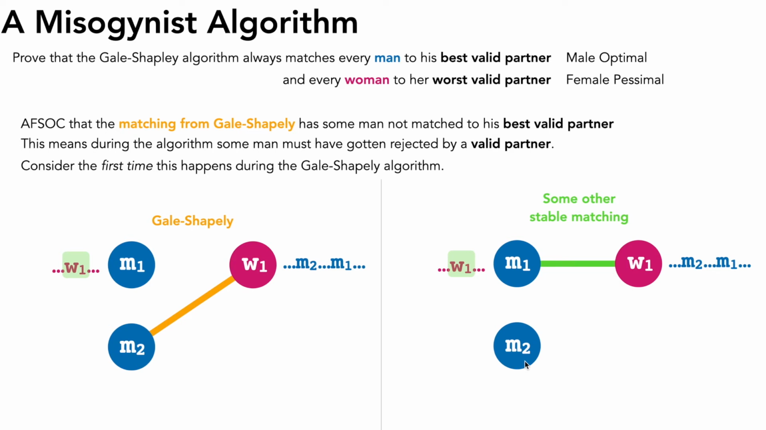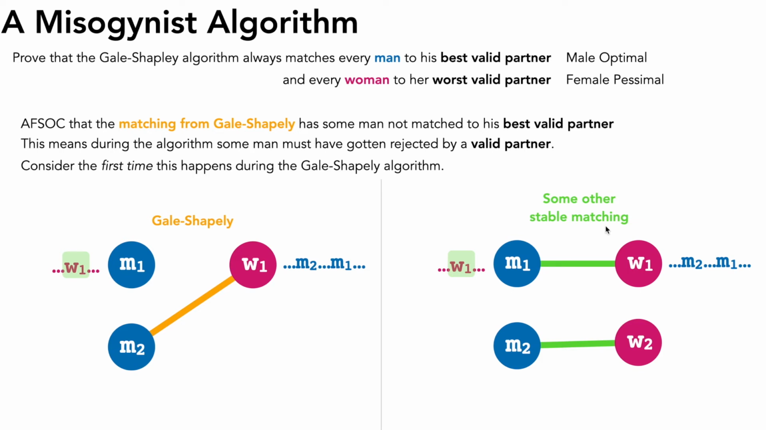Since man 2 is no longer matched with woman 1, he must be matched with some other woman, let's call her woman 2. Now the question becomes, how do we come up with a contradiction to complete our proof? The contradiction we're going to try to reach is the fact that this is supposed to be a stable matching, but it'll actually be unstable.